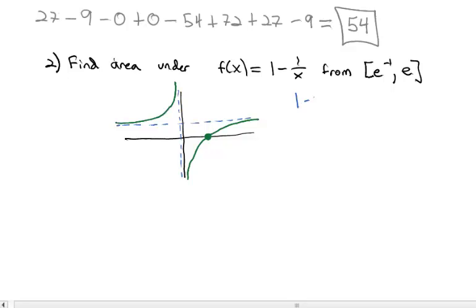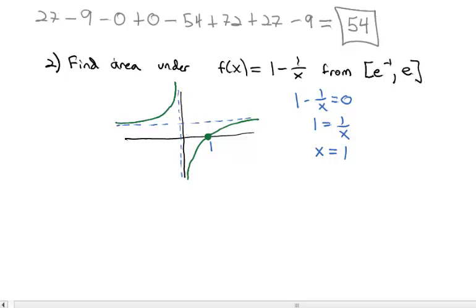Well, we can set this 1 minus 1 over x equal to 0. And if we add 1 over x to both sides, we get 1 equals 1 over x. Multiply both sides by x, and x equals 1. So at 1, that is our x-intercept. That's where our integration is going to have to break.